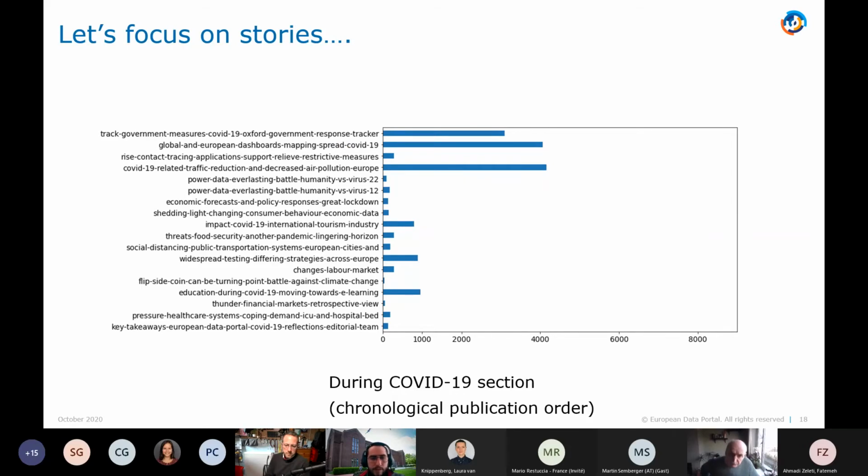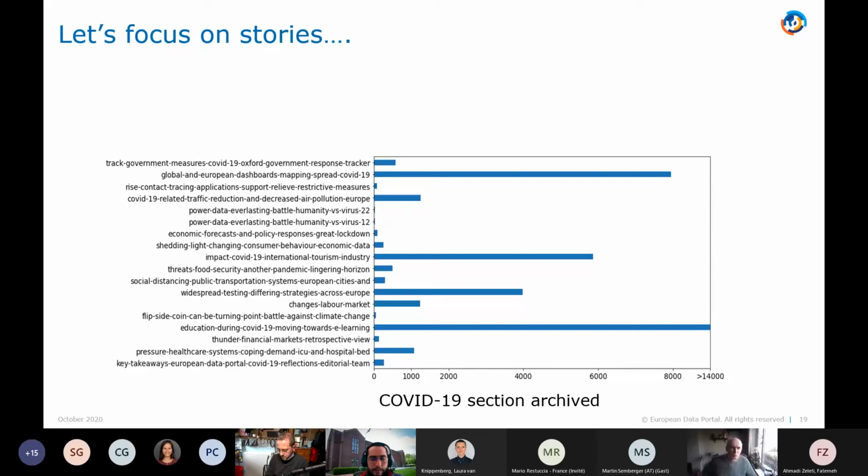If we go after the archival of the COVID-19 section, we found something very interesting: some stories picked up a lot of traction after they were published. In particular, these 2 about COVID-19 tourism, the impact on the tourism industry, and the impact on education. We also know that the one about dashboards was still very, very popular during this period. So interestingly enough, we had more visits after archival.